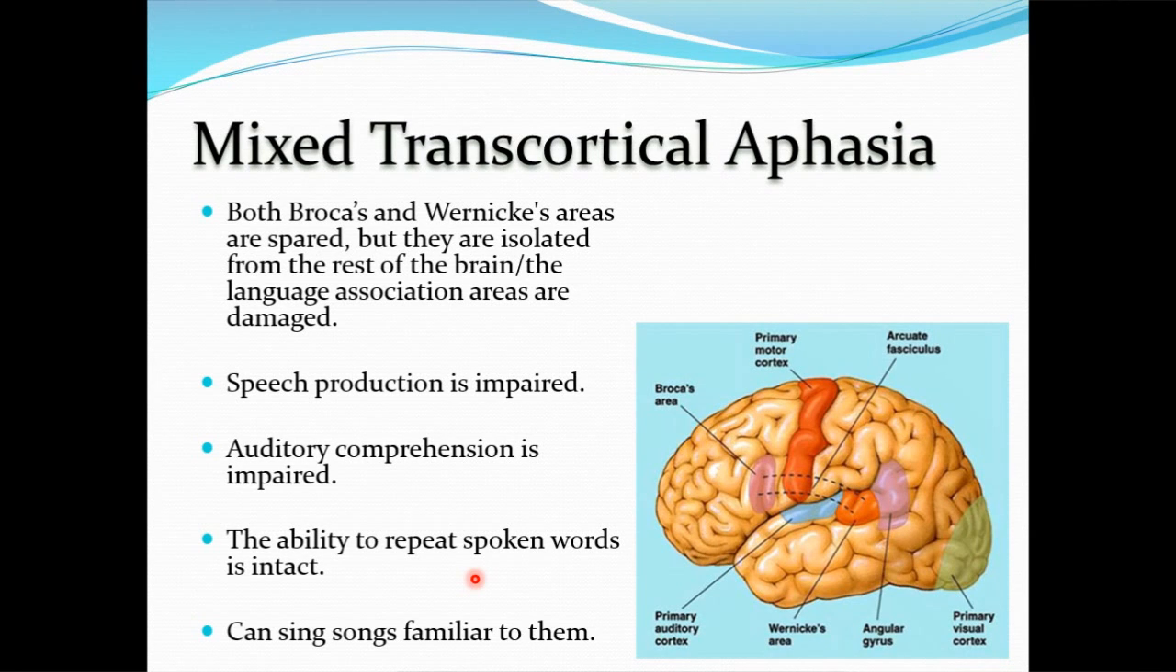So mixed transcortical aphasias, where both Broca's and Wernicke's areas are spared, but they are isolated from the rest of the brain. The language association areas are damaged. Remember, we have primary association areas, and then the areas that process the information further, your secondary association areas. So here, the primary association areas are spared, and the areas around it are damaged. So speech production is impaired, auditory comprehension is impaired, the ability to repeat spoken words is intact, because Broca's area is intact, Wernicke's area is intact, and the arcuate fasciculus is intact.